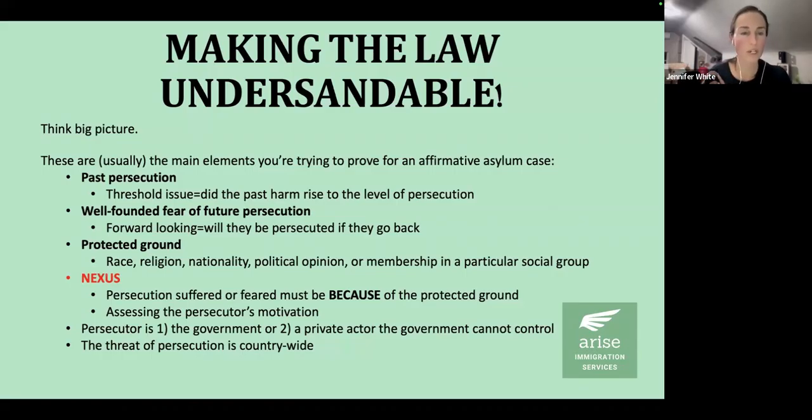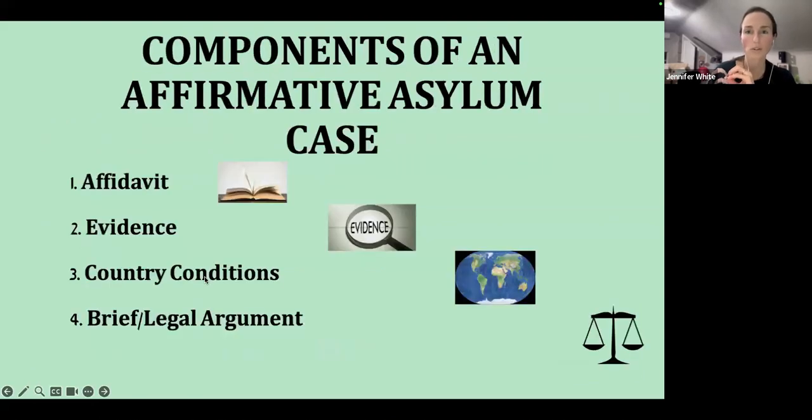So again, under this administration, they're trying to rebut those presumptions, right? So that's why we really want to lead in our argument by saying it's countrywide, there's no protection anywhere else, it's a small country, whatever the facts are in your particular case. Okay, so those are the big points you're looking for when compiling the case in terms of the legal requirements.